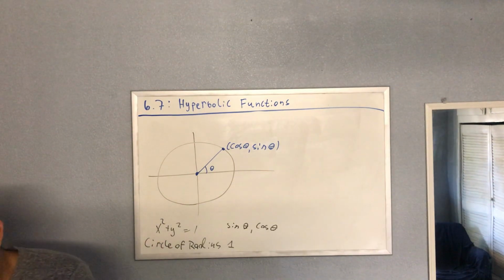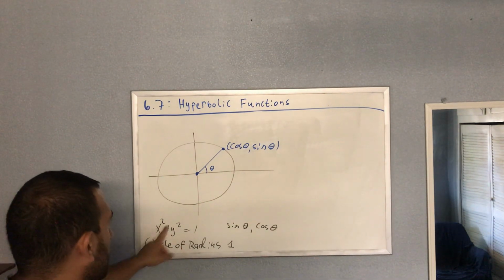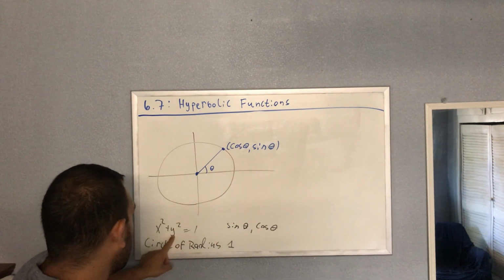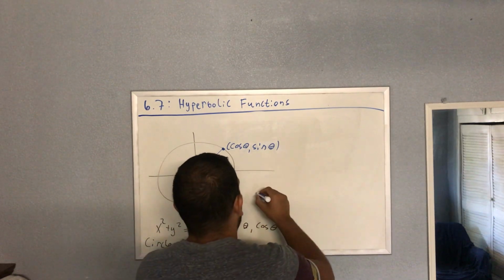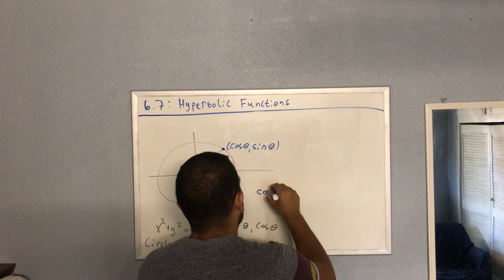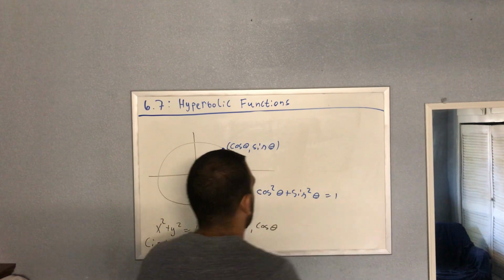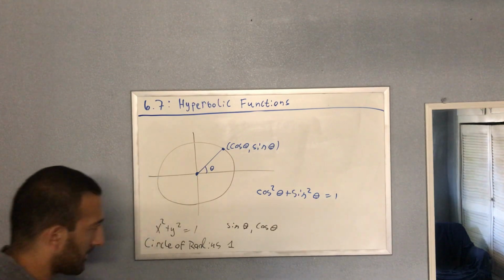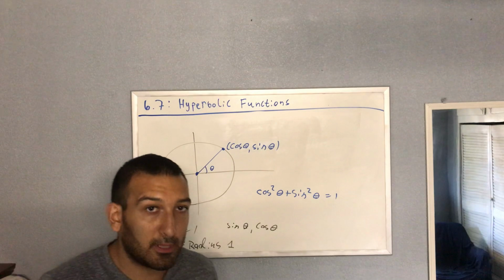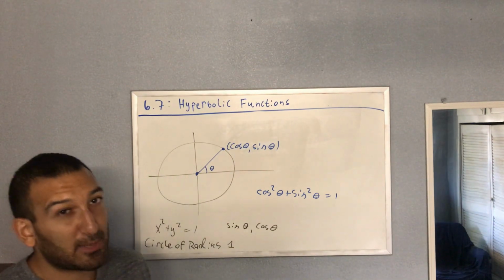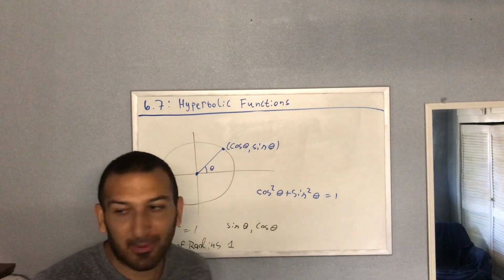Now, because of that, notice if you switch x with cosine and y with sine, you get the famous identity cosine squared plus sine squared equals 1. Now for hyperbolic functions, what shape do you think is the one we're going to consider? You guessed it, it's the hyperbola.